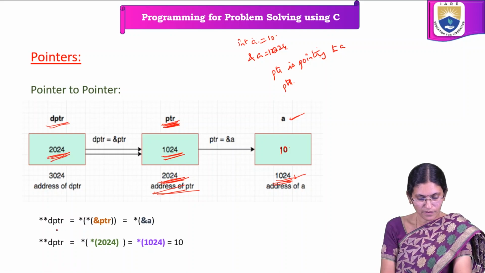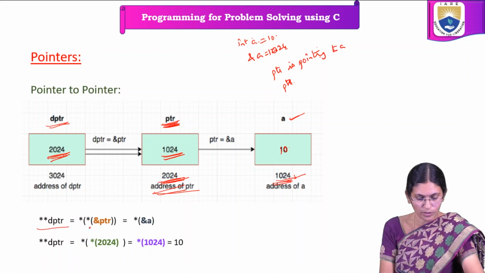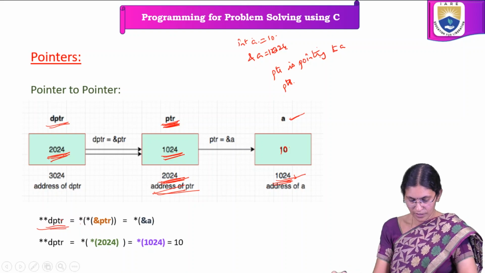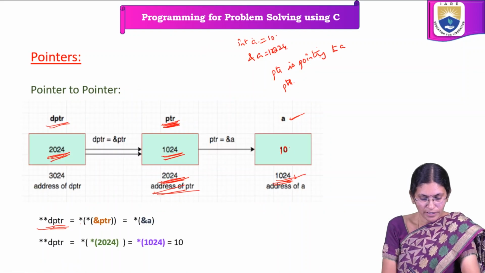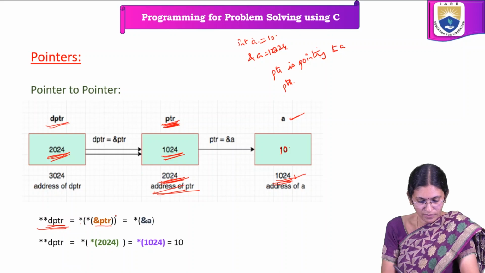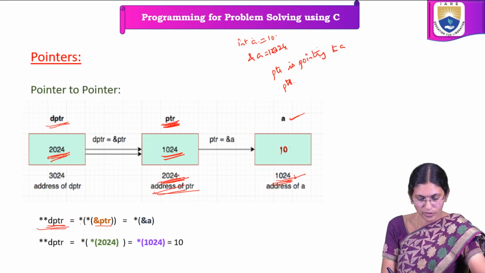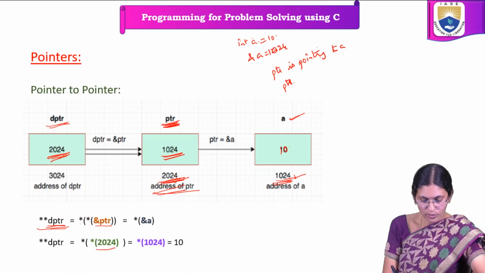Now let us visualize this. Double star DPTR. We can analyze it in this way. In the previous statement we initialized DPTR with the address of PTR. So here DPTR is the address of PTR, and the address of PTR is given by 2024. With this statement, star means the value at this particular address. So the value at address 2024 is given by 1024.